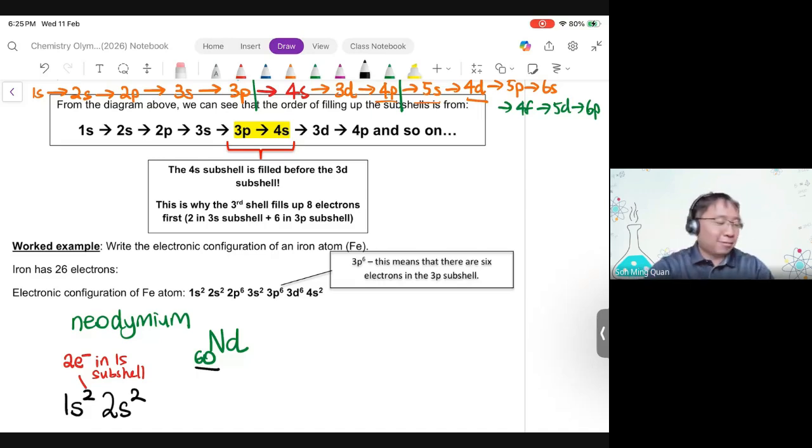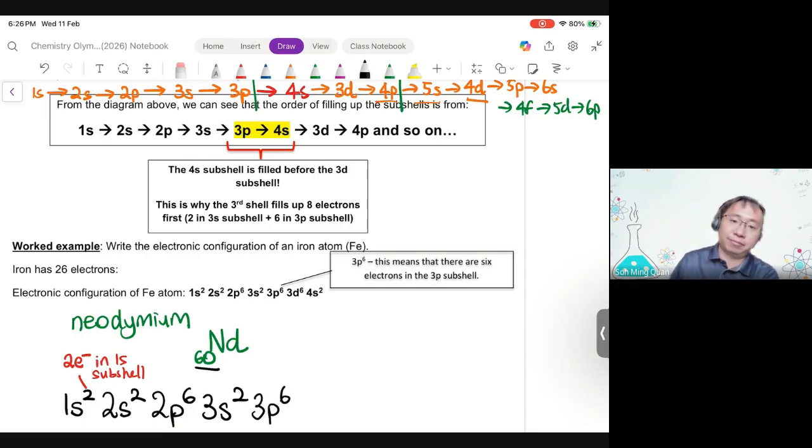After that is 2p. How many electrons can 2p accommodate? If you refer to the previous page, the pattern was 2, 6, 10, 14. So p is 6. So 2p⁶. After 2p is 3s. 3s², because s is 2. After 3s is 3p⁶. Okay, so far so good.